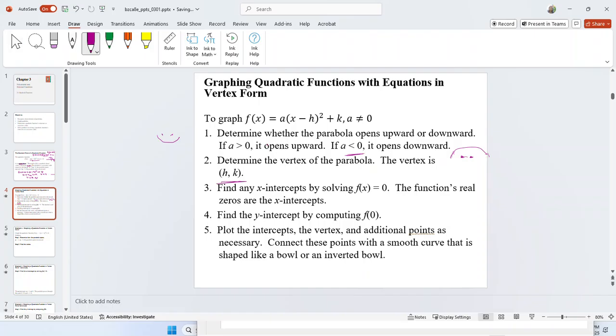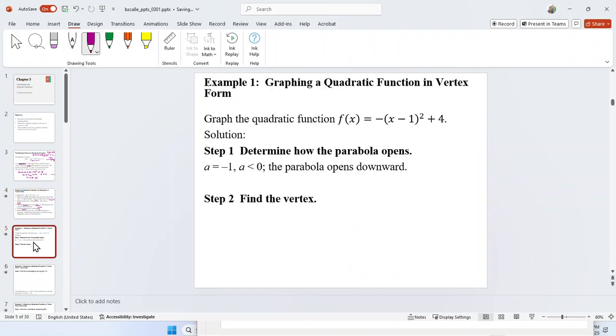So how do I find the x-intercept? If you want to find the x-intercept, you need to make y equal to 0. If you want to find the y-intercept, you make x equal to 0, so you find f of 0. That's how you find the x- and y-intercepts.